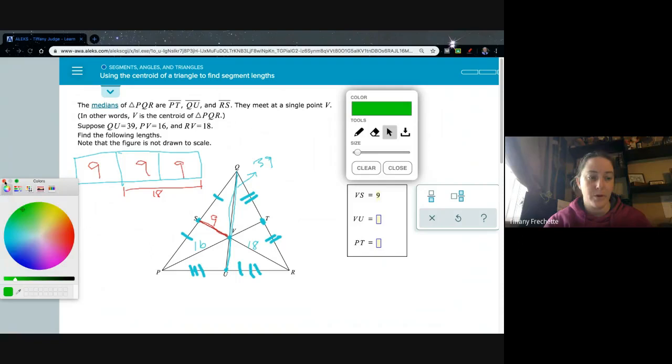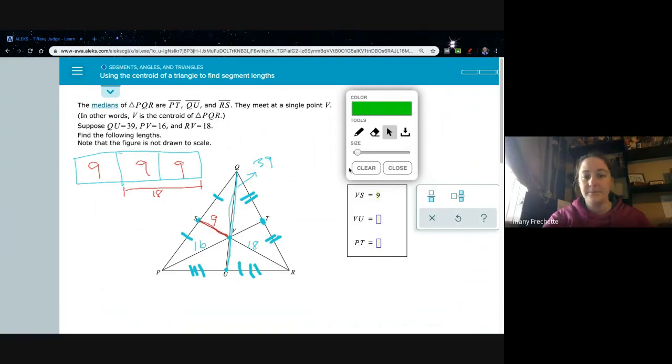Go with kind of a brighter green here. I was just going to use this same box here over and over again just so I don't run out of room. All right, so if we're looking for UV, or sorry, they say VU, same difference. So I want this length here.